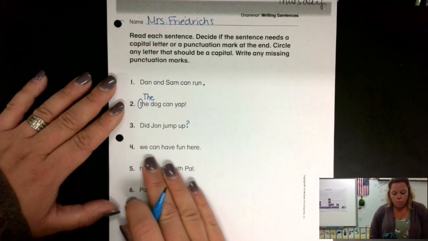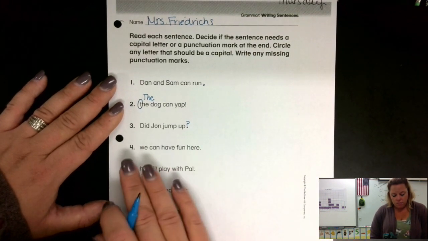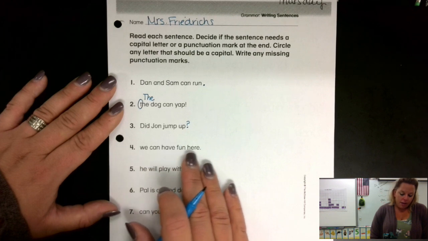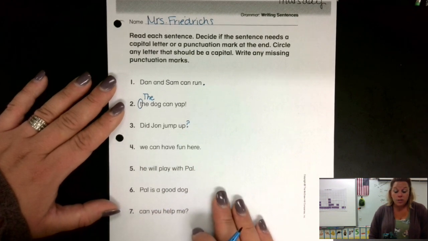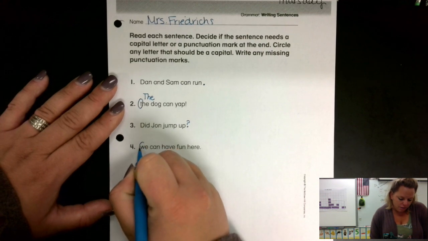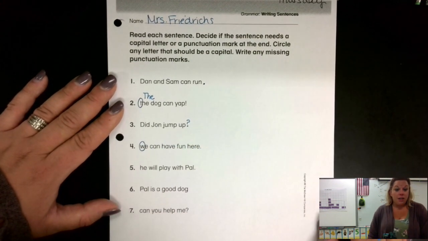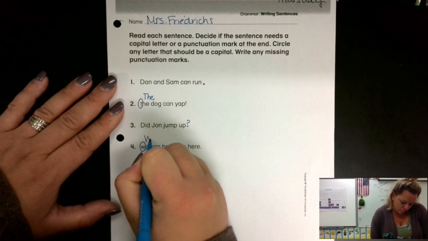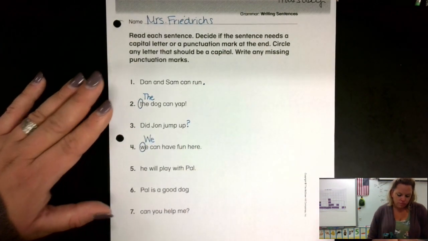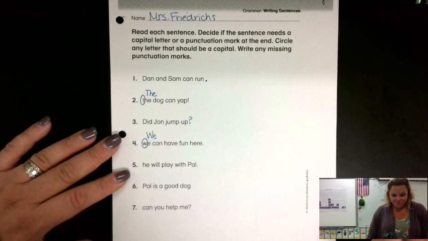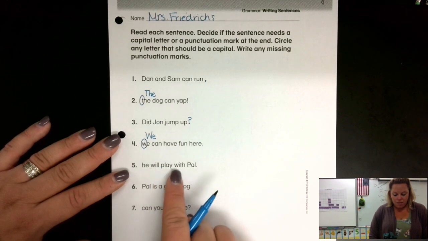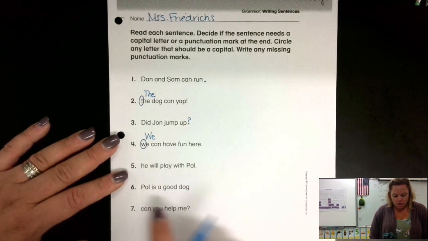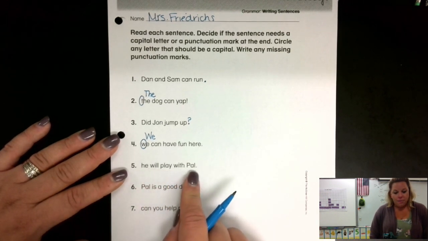Number 4, we can have fun here. What's wrong with this sentence? Did you circle the W? You should have. Okay, let's look at number 5. He will play with Pal.